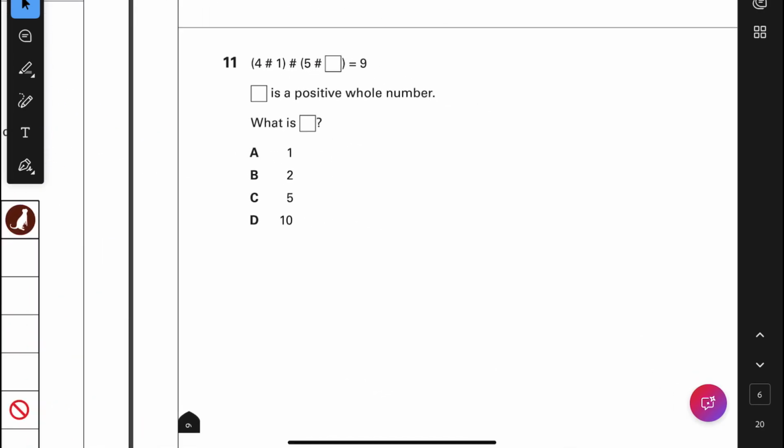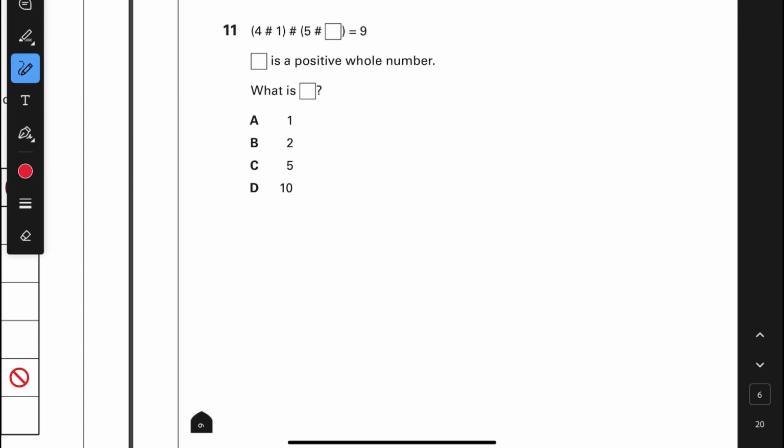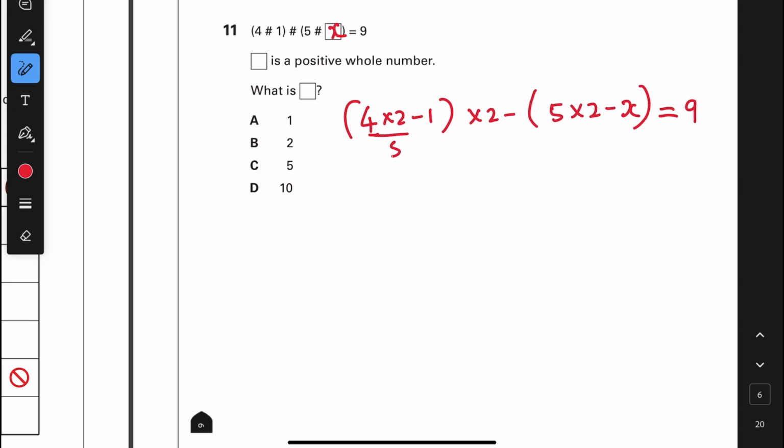Let us do the second question. Instead of hashtag, we have to apply the sequence. So 4 times 2 minus 1, times 2 minus. Here we don't know what it is, so let me take it as x. So x equal to 9. So 4 times 2 is 8. 8 minus 1 is 7.